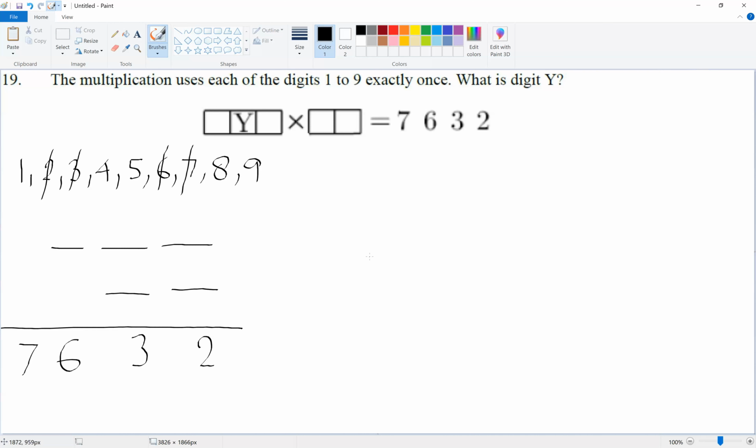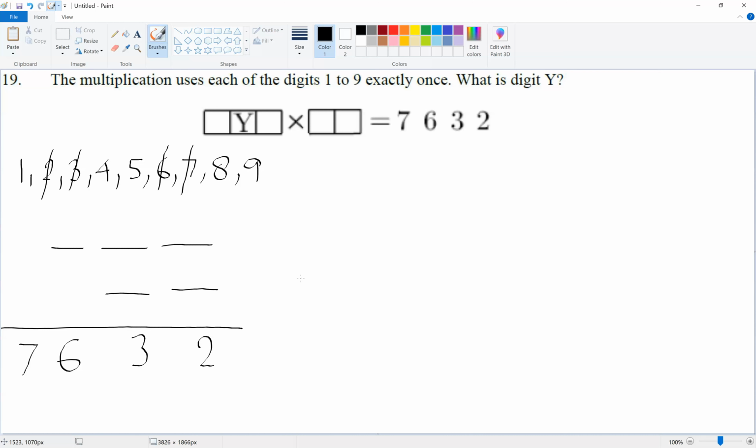Okay, go ahead. So we can't have 5 at the end digits only because 5 times any number has to equal 5 or 0, and this number equals 2, so 5 can't go at the end. Okay. So what would you do? We can either put it at the tens place or the hundreds place.